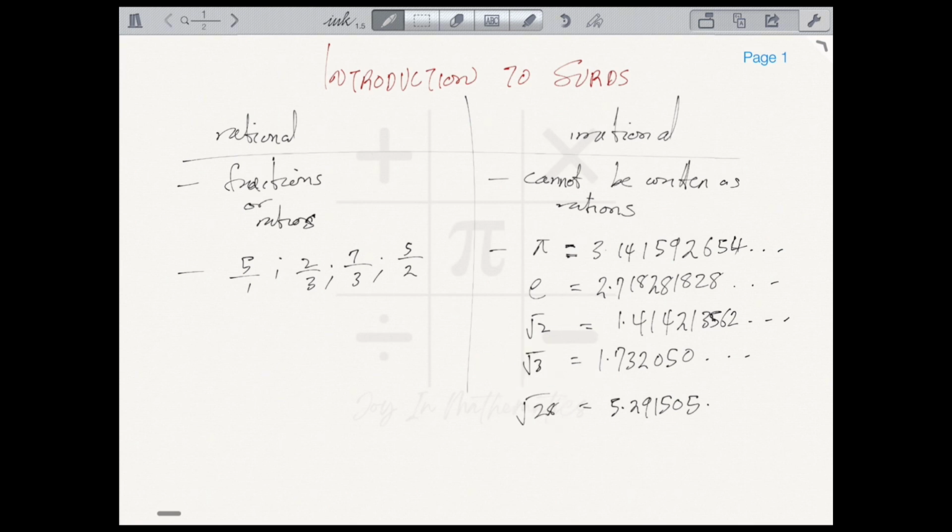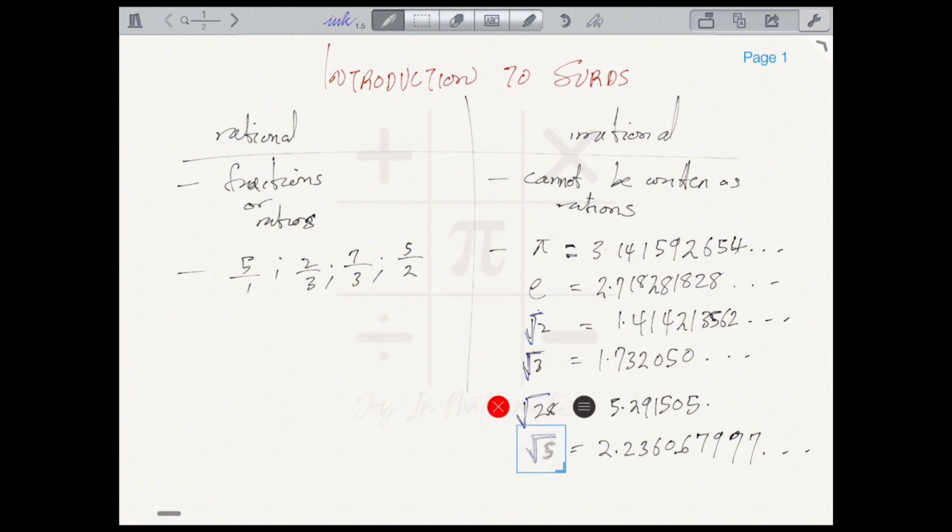We can also have root 5. Root 5 in itself is 2.23606797, and the number continues. So all the numbers that have the square root sign, root 2, root 3, root 28, and root 5, are said to be surds. Okay, are said to be surds. So we'll be focusing more on values of irrational numbers that have roots, the square root sign.